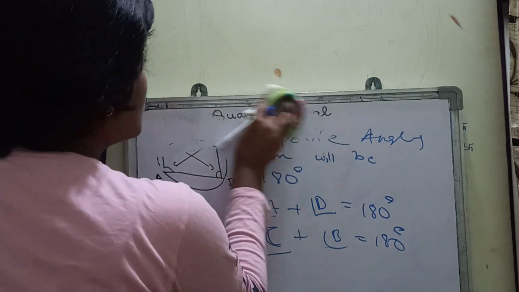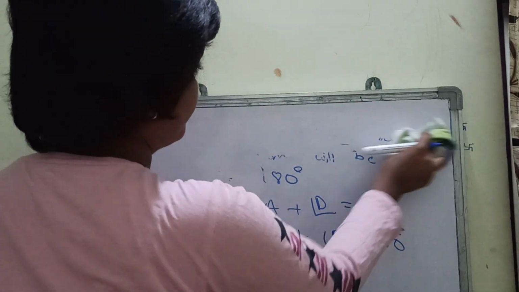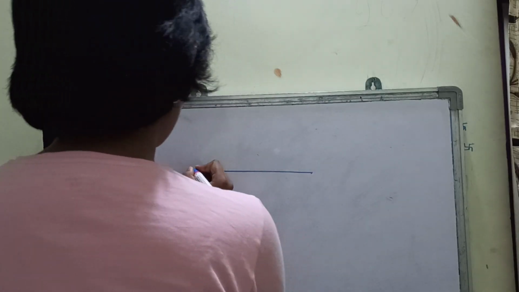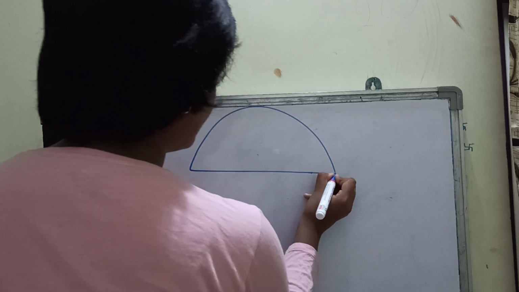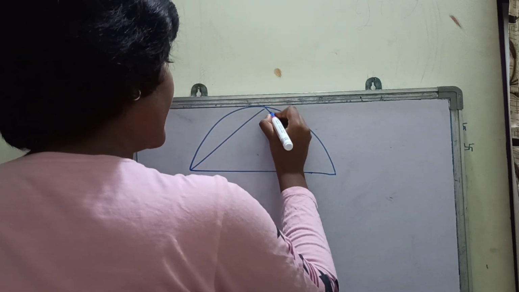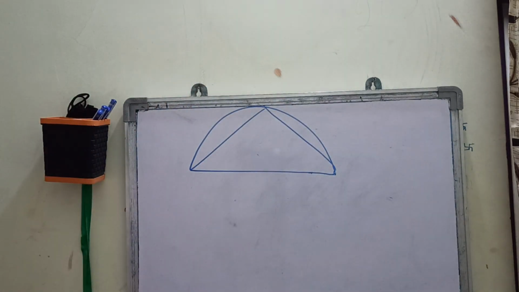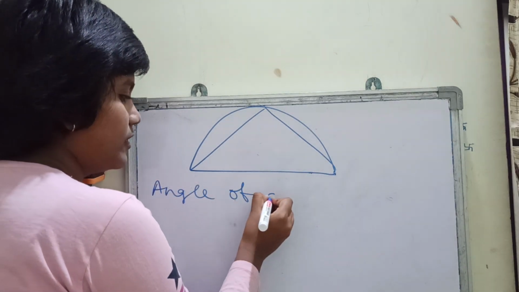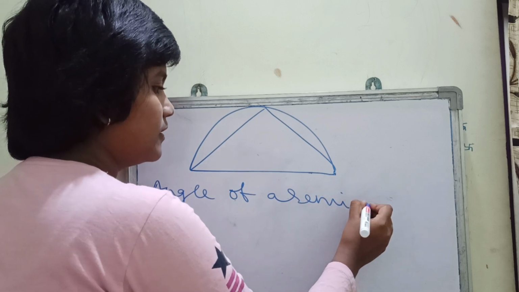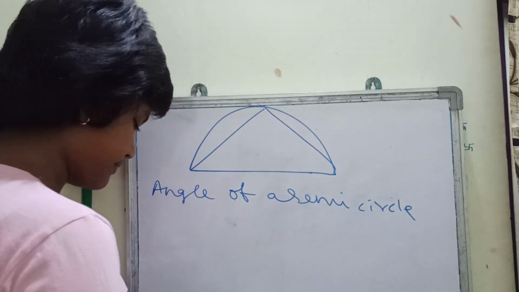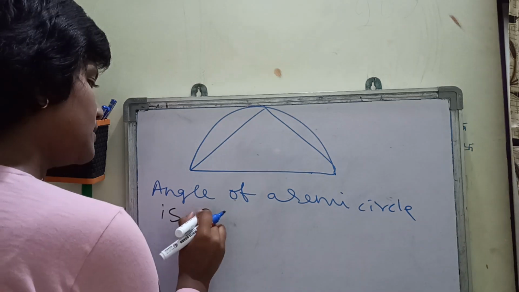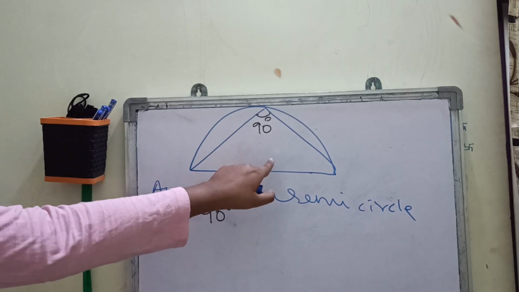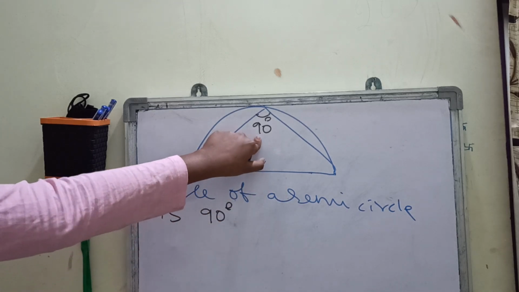Remember this. And we also have the angle formed on the semicircle. What is a semicircle? This is a semicircle. Think one triangle is there. So the angle of a semicircle is 90 degrees. Here you can see, guys, the angle formed here is 90 degrees.